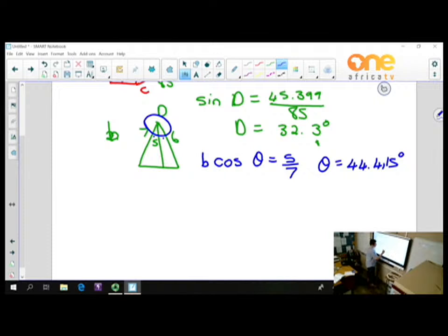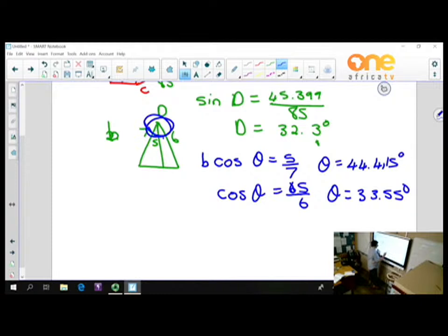Now we go over to this one. It's also that included angle. It will again be cosine theta, but this time it will be 5 over 6, because this is your hypotenuse in this case. Second function cosine theta is 33.55 degrees. If I add my 2 to get that big angle there, I can say that angle D is 78 degrees, rounding to 1 decimal place.